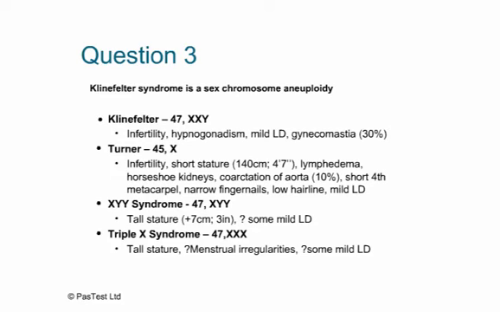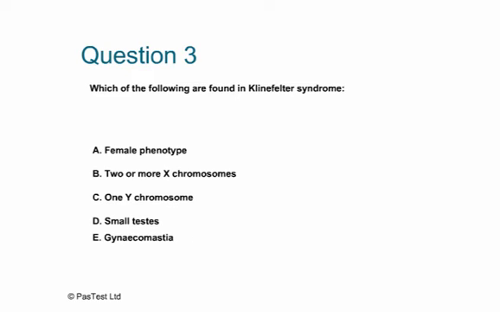And also the triple X syndrome, 47XXX, which again produces most of the time perfectly normal women who are a little taller than average, sometimes have menstrual irregularities or early menarche, and again some very mild degree of learning disability in a small number. So, moving back to the question, Klinefelter syndrome men are male, despite the hypogonadism. So A is false, but B, C, D and E are all true.